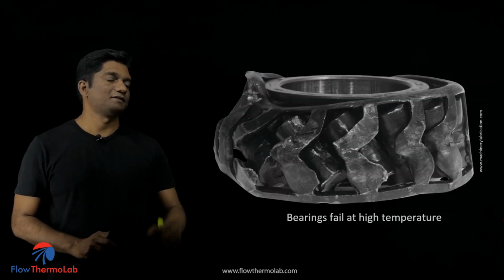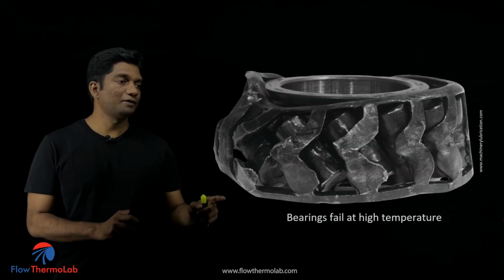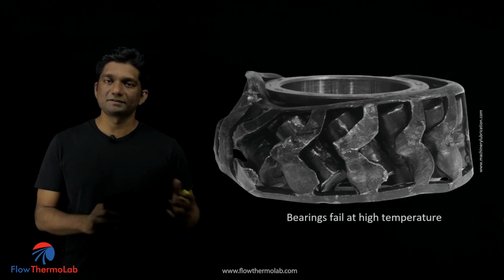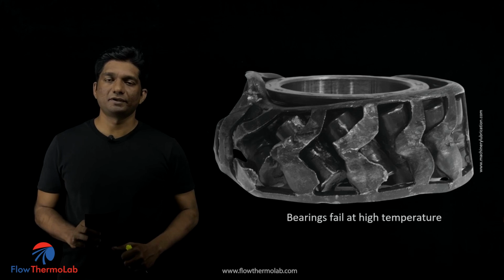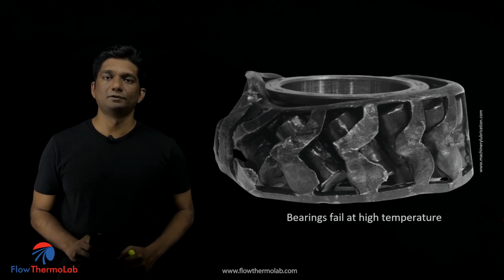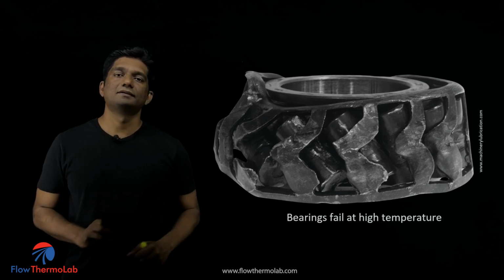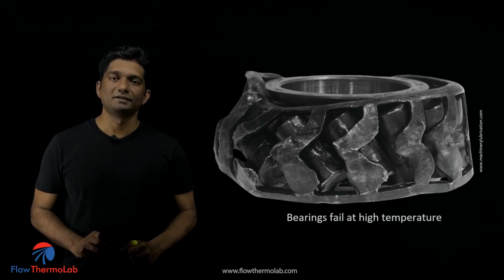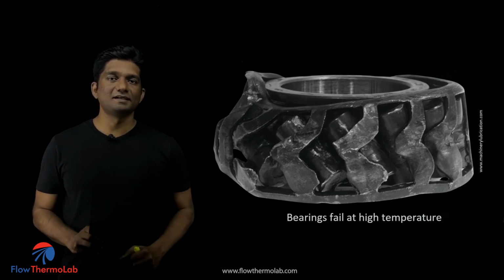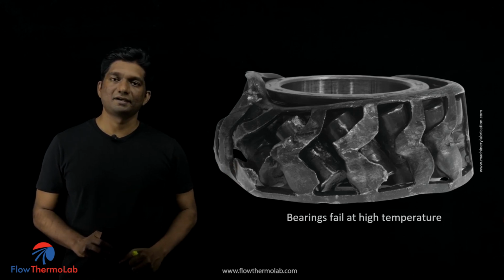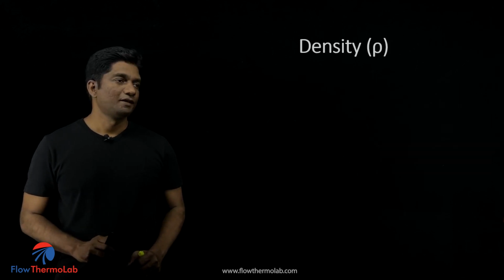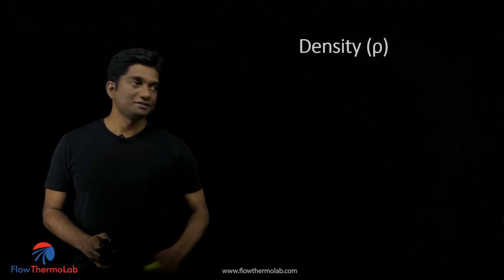And let's look into another example. This is about the failure of a bearing at high temperature. You will see that machinery which operates at high temperature, especially the rotating components, fails. This is because of a failure in the lubrication system, and again it has something to do with a fluid property which gets affected at high temperature. So let's learn a little bit deeper into all these and understand how we can apply it in real-world engineering applications. Let's start with the first property, which is density.